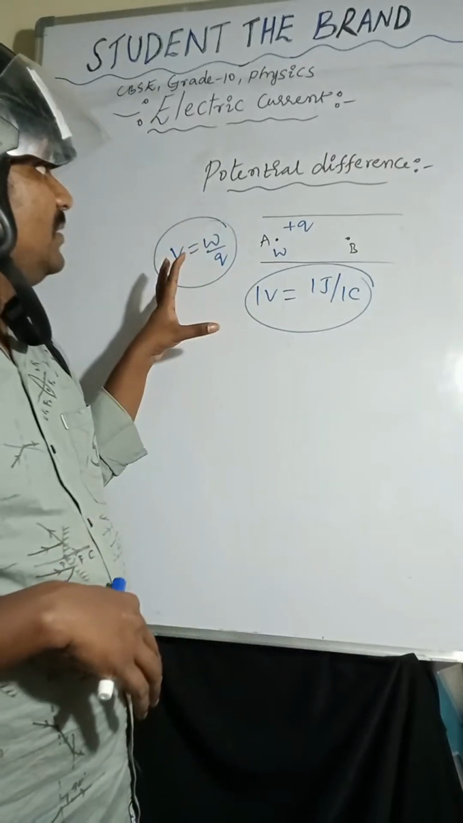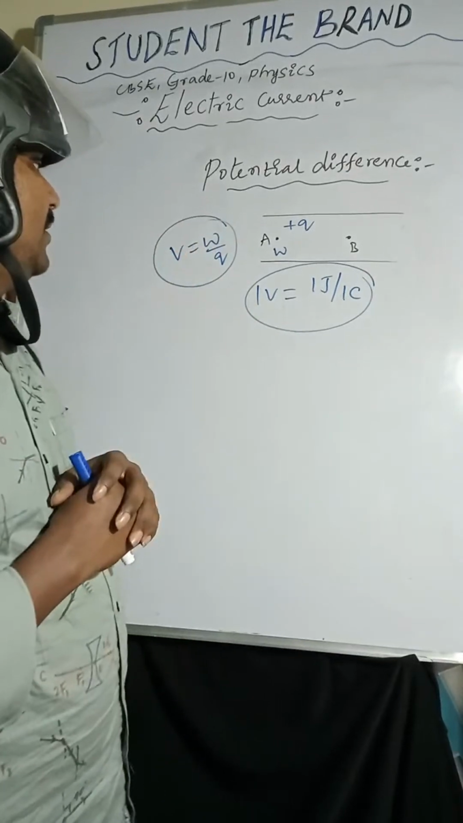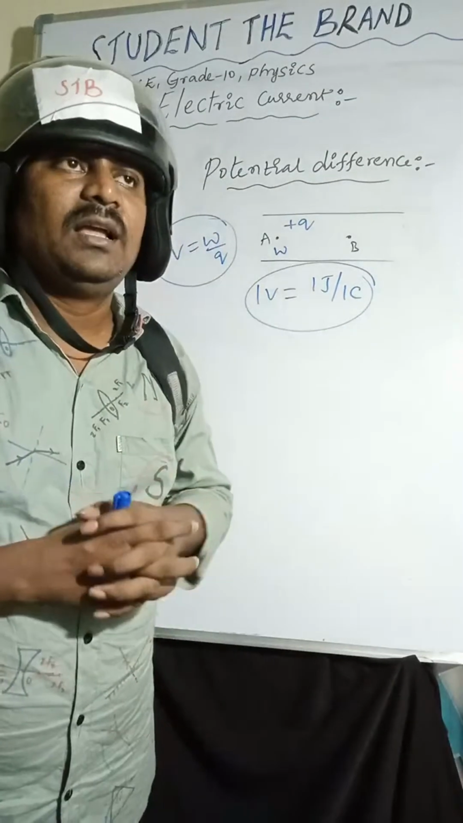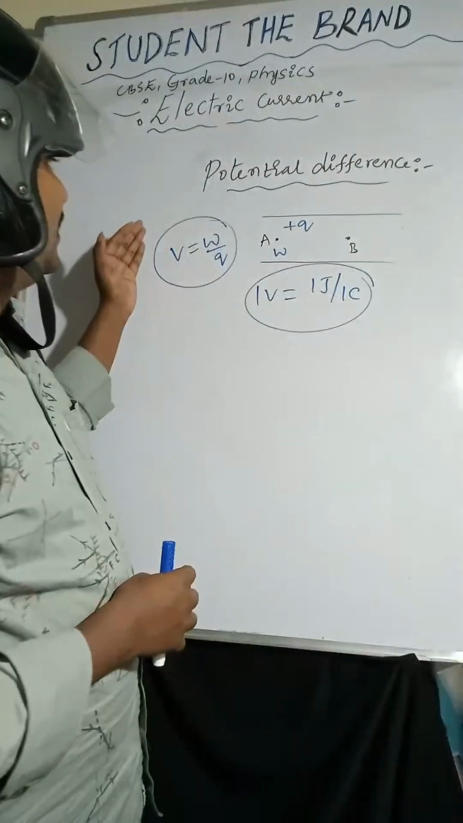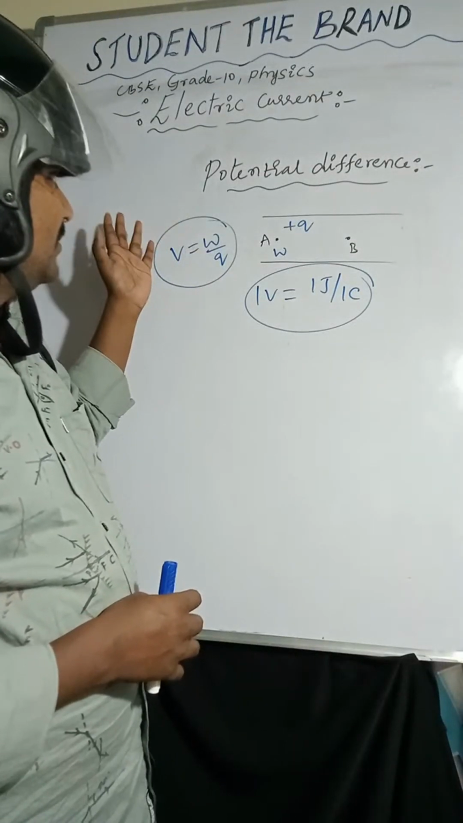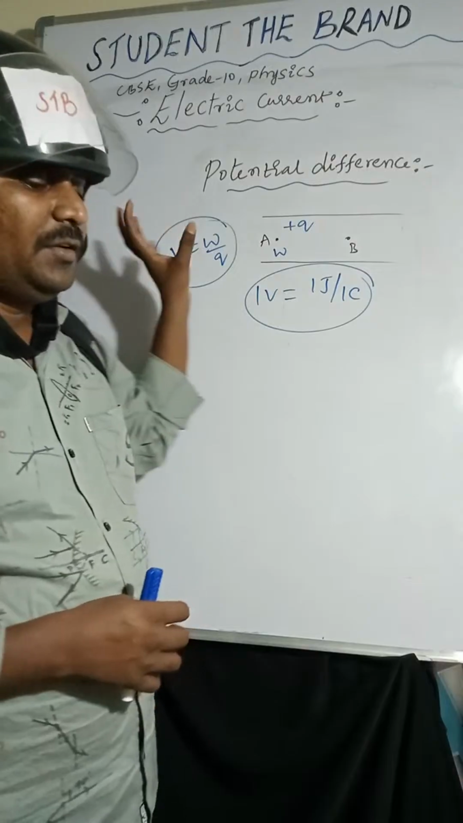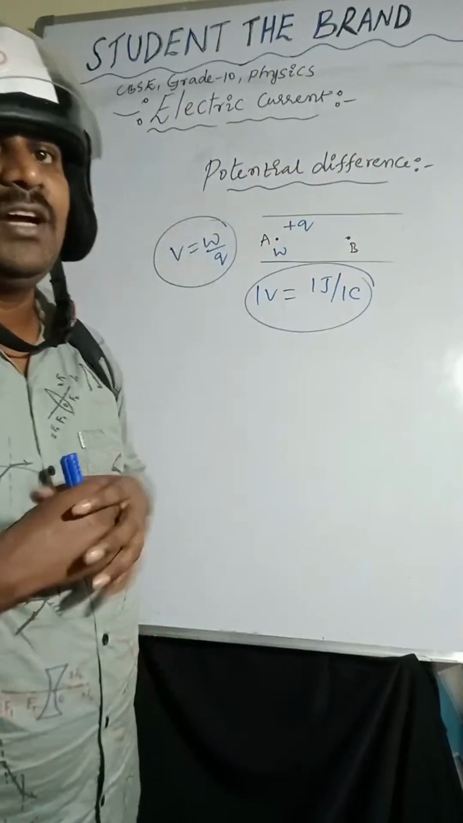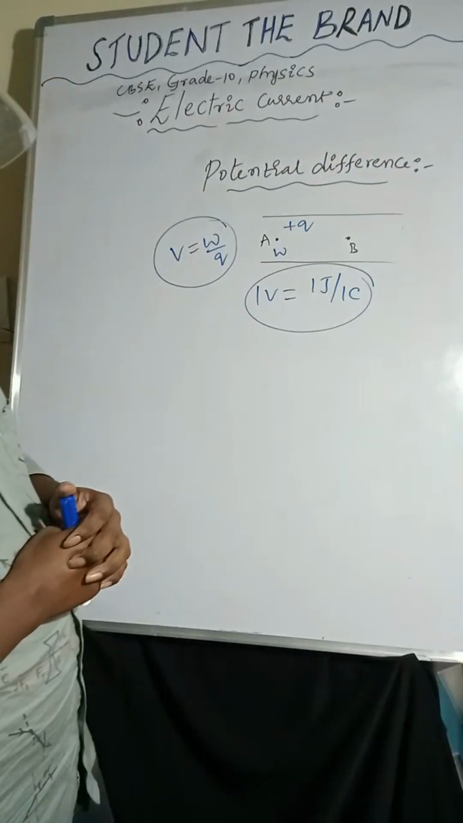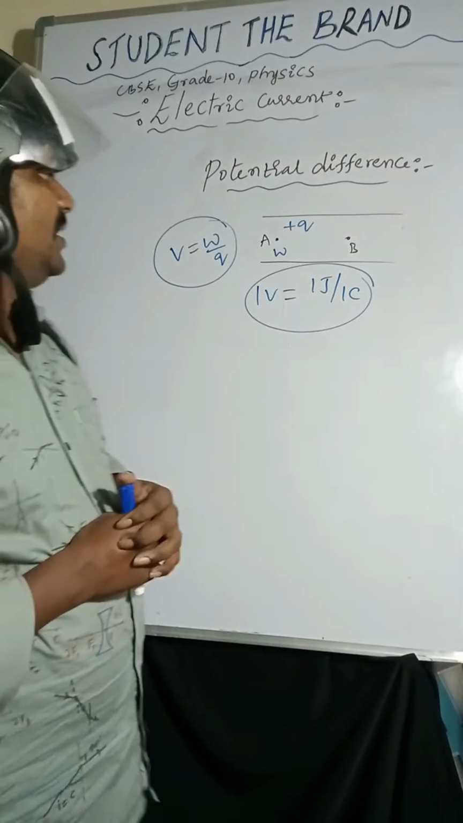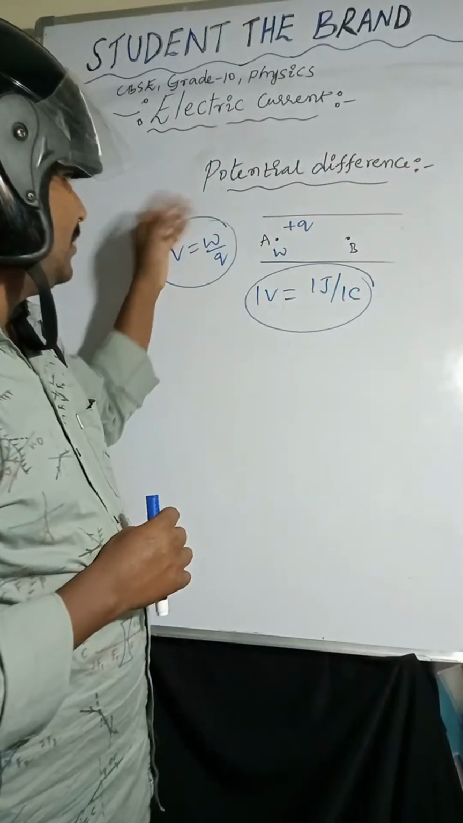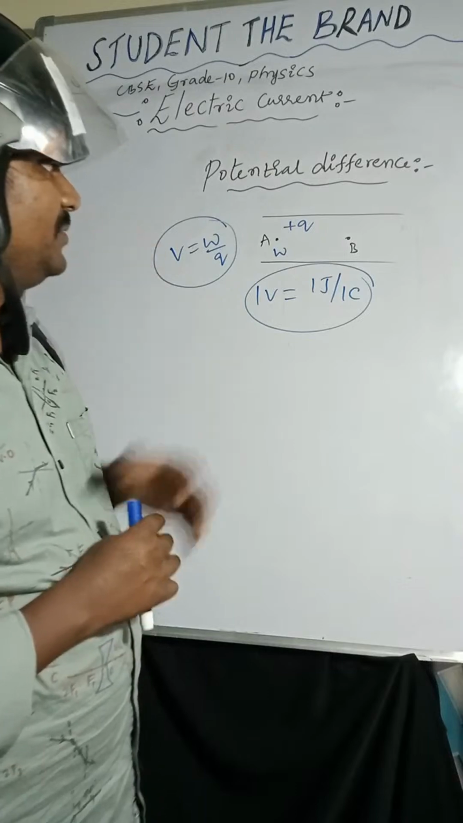Related to this, potential difference they will give and charge they will give, and they will ask to find out work or sometimes volt. Any two quantities they will give, and one quantity we have to find out using this formula. Sometimes energy also they will ask, that is nothing but work only. So V equals W by Q, and W they will ask to find out.